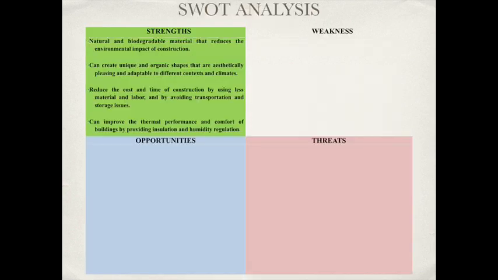In terms of strengths, 3D printed adobe is a natural and biodegradable material that reduces the environmental impact of construction. It can create unique and organic shapes that are aesthetically pleasing and adaptable to different contexts and climates. It reduces the cost and time of construction by using less material and labor, and by avoiding transportation and storage issues, and improves the thermal performance and comfort of buildings by providing insulation and humidity regulation.